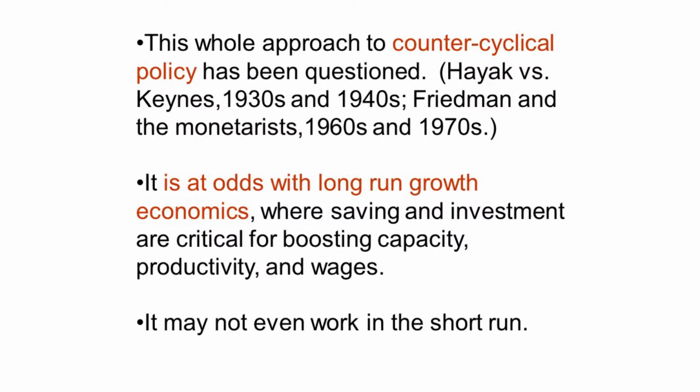The notion that you could trade unemployment for inflation in a stable way and get the best of both worlds, or the least bad of both worlds, and that you could use fiscal policy to manipulate demand and eliminate the business cycle, was always called into question by the classicists, Hayek and so forth, who opposed Keynes in the 30s and 40s. And in the 60s and 70s, when I was going to school, it was Friedman and the monetarists at the University of Chicago. As I say, it's at odds with long-run growth economics where saving and investment are important and are not drains on current spending by consumers, but in fact raise their output and their income so that they can in fact consume more. But the problem is it may not even work in the short run.